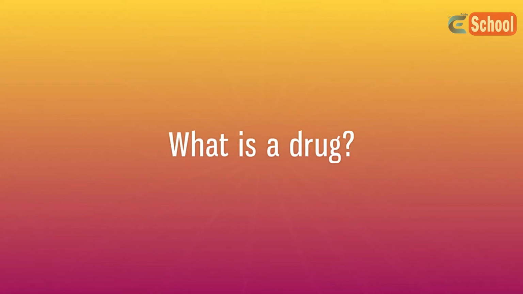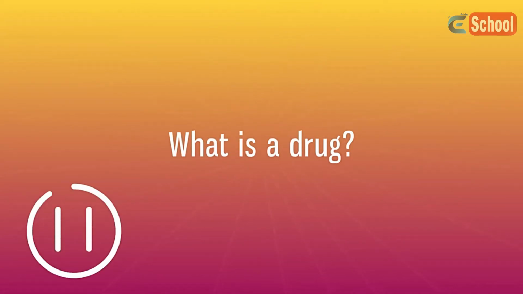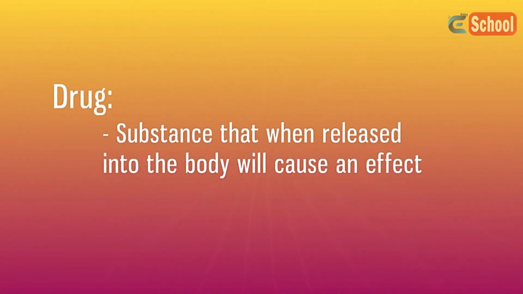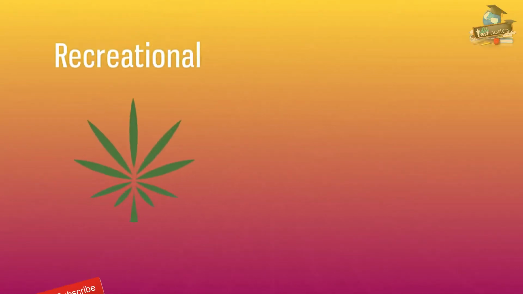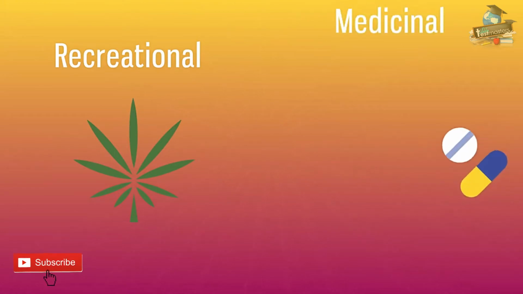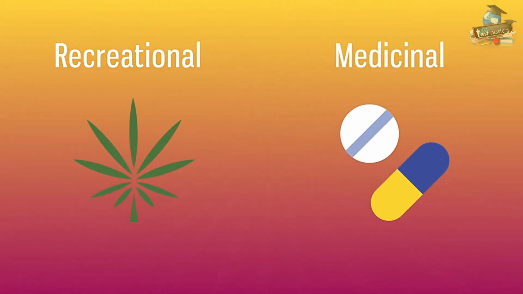What is a drug? You can pause the video here and have a think. See if you know the names of any drugs. A drug is a substance that when released into the body will cause an effect. Drugs may be recreational, where people choose to take them, or medicinal, where they are used to treat diseases.